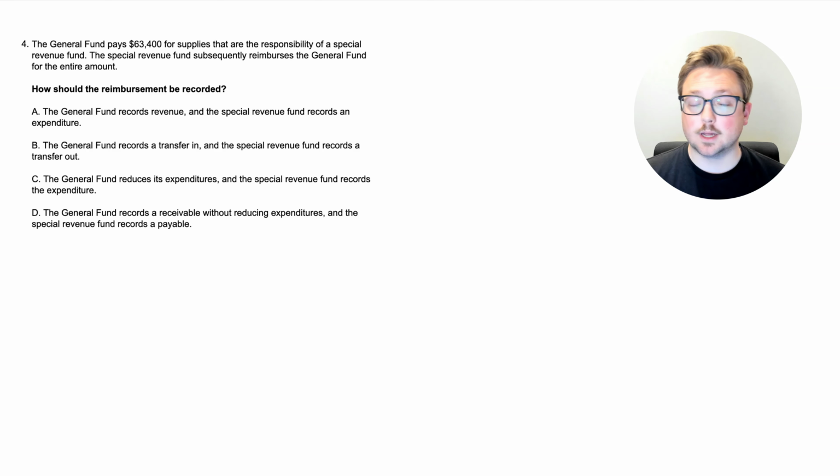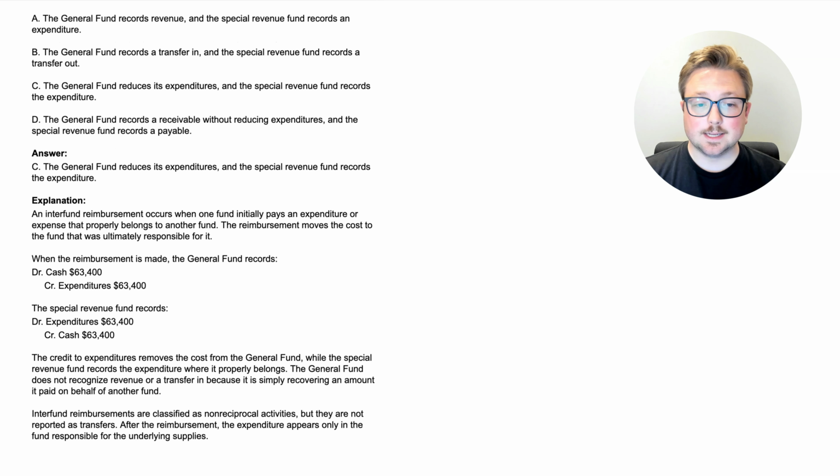This is kind of a small topic that honestly we just need to learn in these questions. So again, if you know the answer or if you want to figure it out, pause the video. If not, let's go ahead and take a look at the answer together. Okay, here we are. The answer is C. The general fund reduces its expenditures and the special revenue fund records the expenditure. So let's go through this. An interfund reimbursement occurs when one fund initially pays an expenditure or expense that properly belongs to another fund. The reimbursement moves the cost to the fund that was ultimately responsible for it.